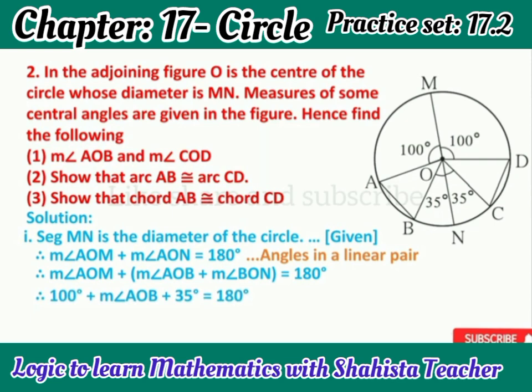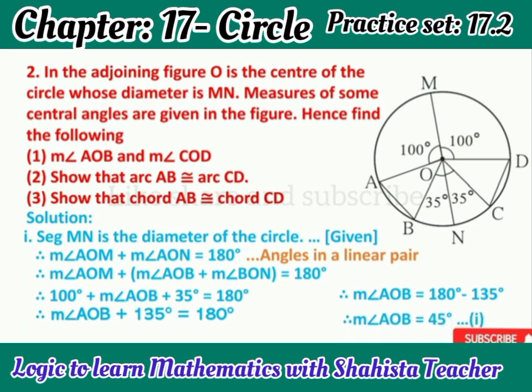So 100 degrees plus AOB as it is, because we don't know the value of AOB, plus measure of angle BON is how much? 35 degrees, that is equal to 180 degrees. So keep AOB on the left-hand side. 100 plus 35 is 135. So here 180 minus 135. So we will get AOB, that is equal to, subtract this, 180 minus 135. After subtracting we get measure of angle AOB equal to 45 degrees. Is that clear, my dear students? So simple and easy to understand now.